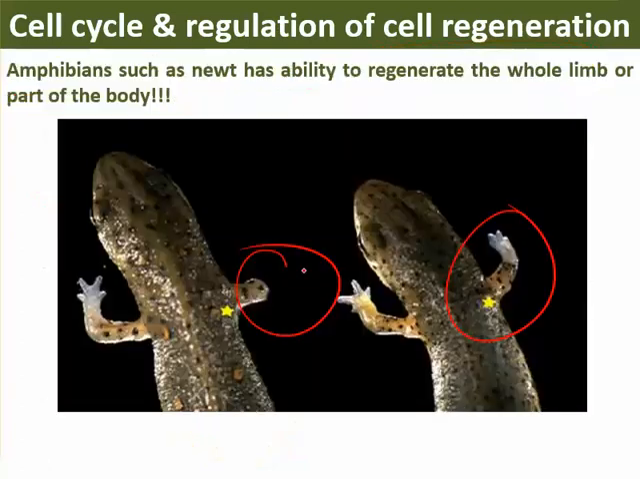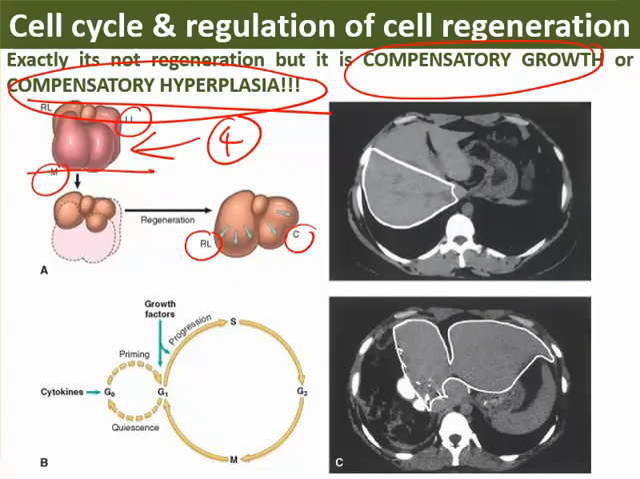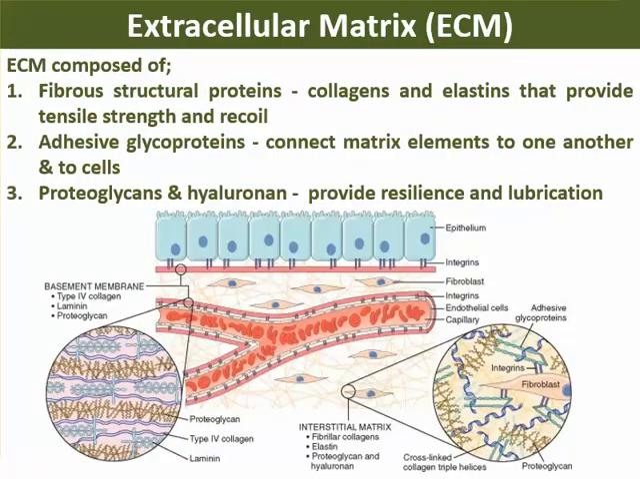Whereas here, if you take the limb of an animal, the limb completely grows back. This is really true regeneration. This you cannot call regeneration because they are not bringing back 4 lobes. They are only increasing the size of the lobe. It is called compensatory hyperplasia.